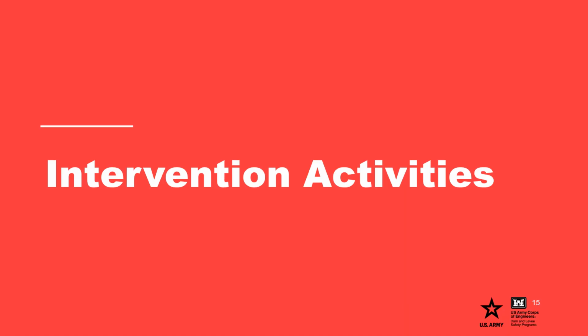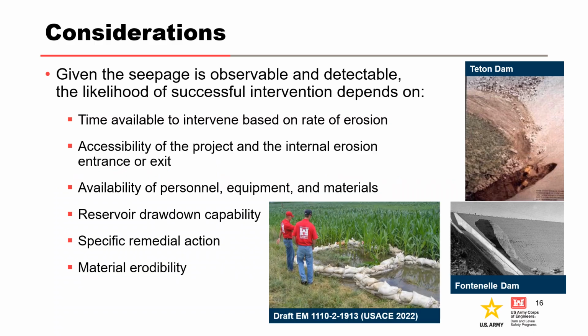Next, we'll take a few slides to discuss intervention activities and how we take those into account during risk assessment. Intervention efforts are likely to occur during all phases of the internal erosion process. Given the seepage is observable and detectable, the likelihood of successful intervention depends on several factors, including the time available to intervene based on the rate of erosion, which is a function of material erodibility, the accessibility of the project in the internal erosion entrance or exit, and the availability of personnel, equipment, and materials.